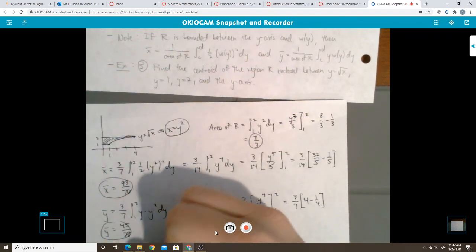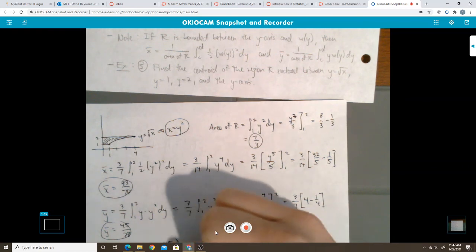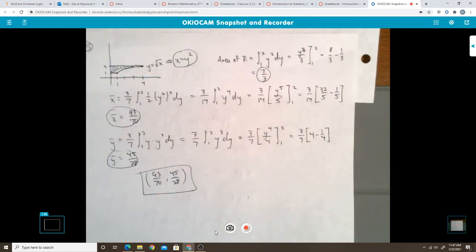So our centroid is 93/70 and 45/28. All right, that's the balancing point. And that's it, right? That finally does it for this section. So hopefully that's helpful to you.